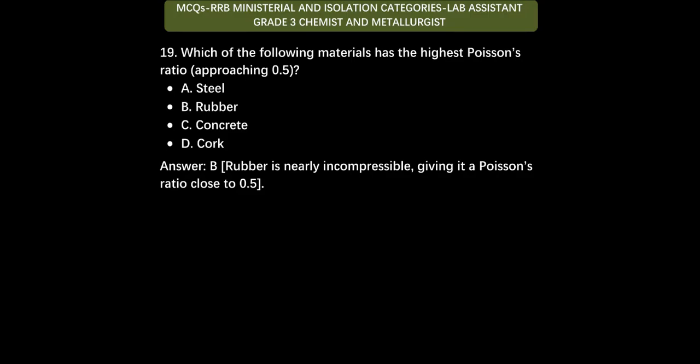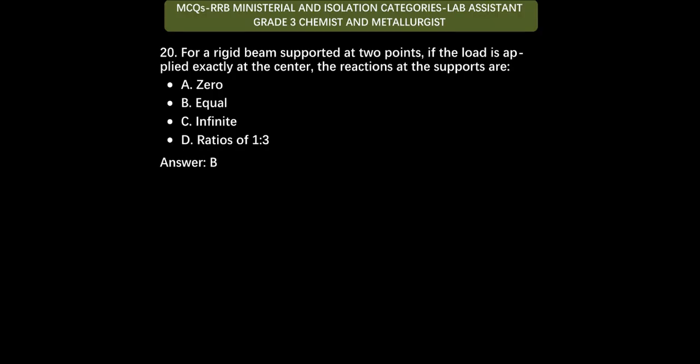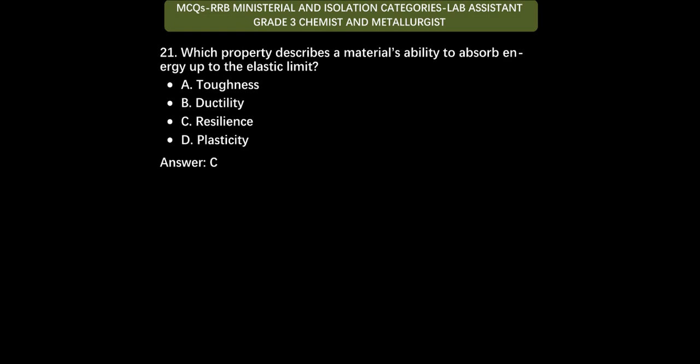Which of the following materials has the highest Poisson ratio? Option B, rubber. For a rigid beam supported at 2 points, if the load is applied exactly at the center, the reactions at the supports are option B, equal. Which property describes a material's ability to absorb energy up to the elastic limit?